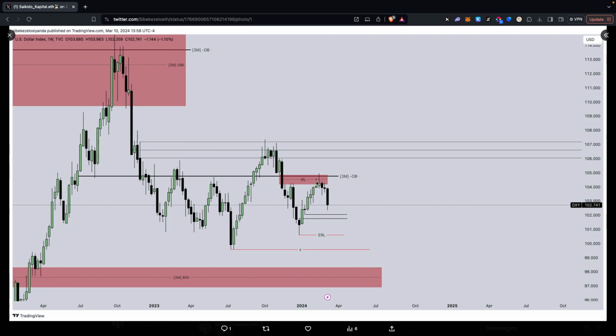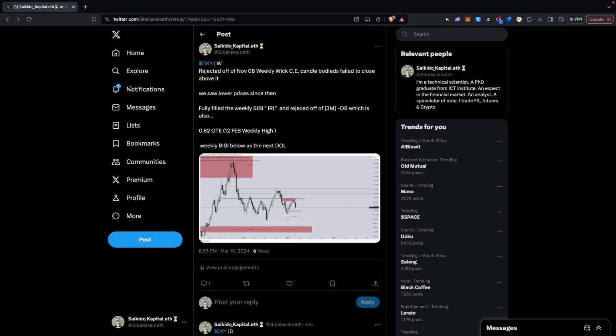I believe this is just a retracement because if you measure the high and the swing low, you find that this is an 0.62 OTE on the November 8th high, right? So that's what I'm talking about. Do your homework, just measure from here to here. You find that this was an OTE. So I think we are now looking for external range liquidity below right there.